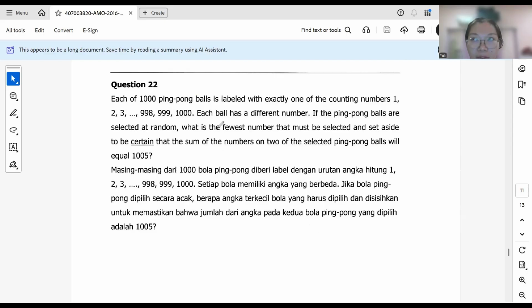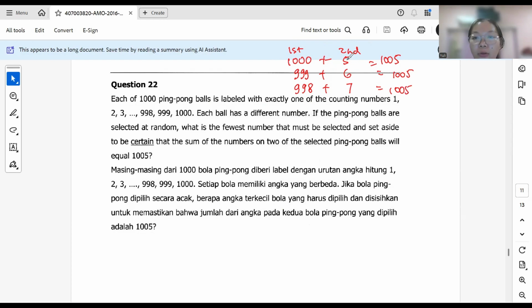So the basic thing is you have to find the worst case scenario. We have to find what pair of possibilities can make 1005. For example, for the number 1000, the pair will be 5. It makes 1005, right? For 999, it's going to be 6. This is the first group. Let's say this is the first group, and then this is the second group of the balls. And then you keep going to add up.